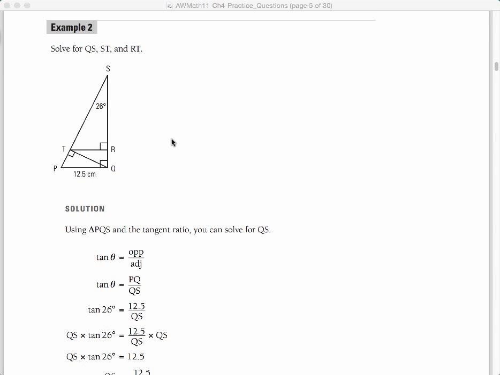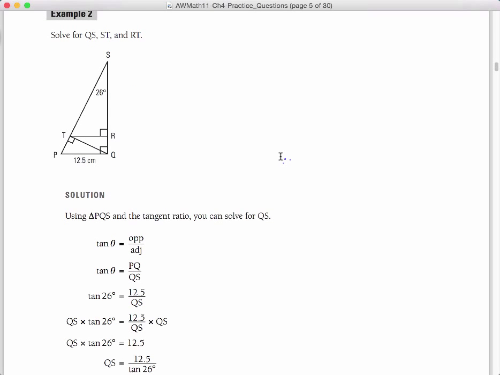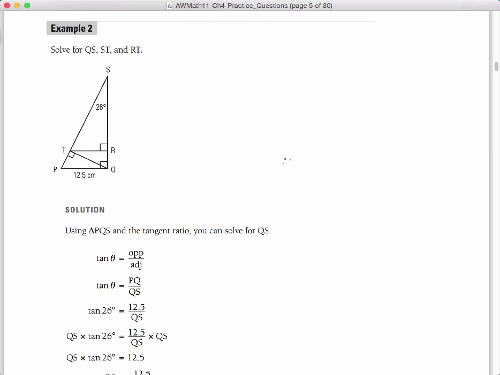And notice that, oh, what have they done here? Yeah, here we are. Here's the ratio right here that I had set up. If you want to replay the last part of the video, they calculate SQ to be 25.6. So we found that SQ is 25.6.